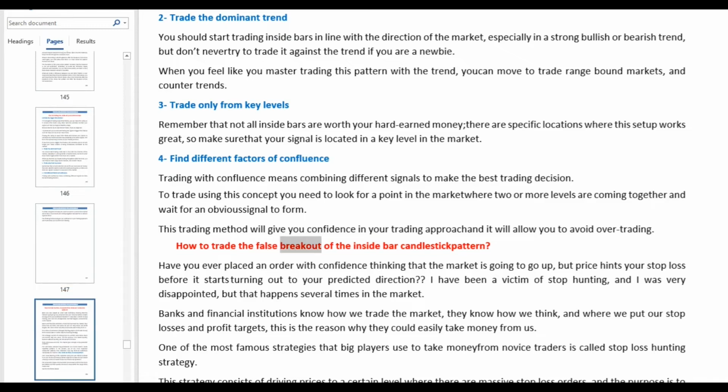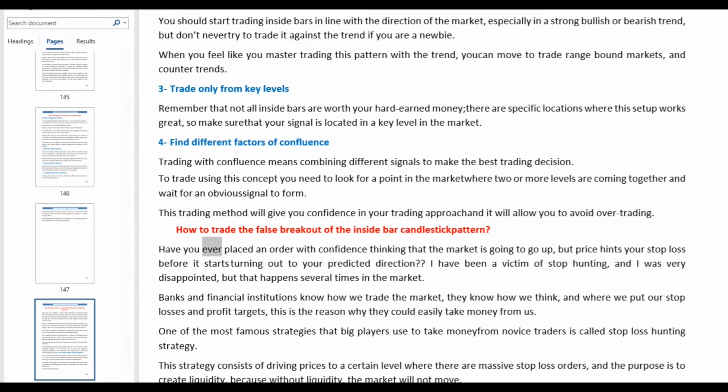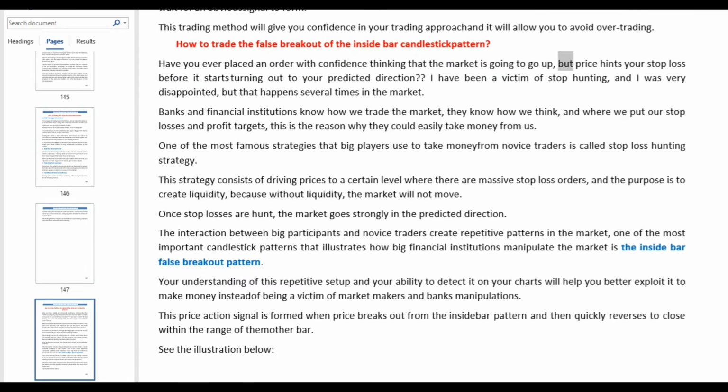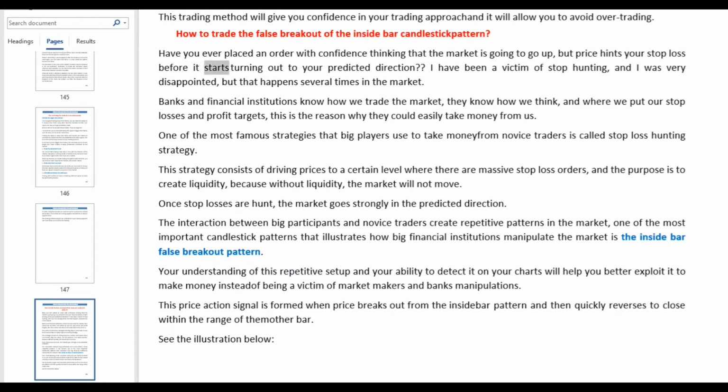How to trade the false breakout of the inside bar candlestick pattern. Have you ever placed an order with confidence thinking that the market is going to go up, but price hits your stop loss before it starts turning to your predicted direction?